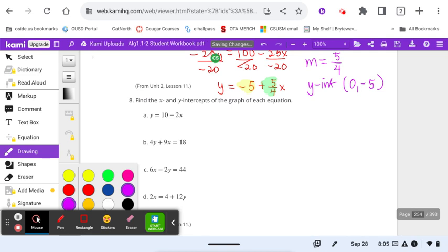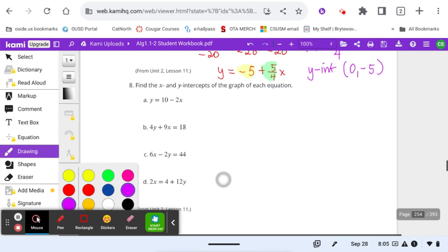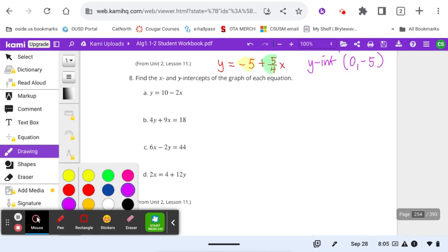Find the x and y intercepts of the graph of each equation. So this is where to get the x-intercept, the y is 0. For the y-intercept, the x is 0. This is going to be a lot of plugging in here. So I'm actually just going to put the solutions on here, but I'm going to want to see your work on these. But a couple of them are not as hard as they sound.